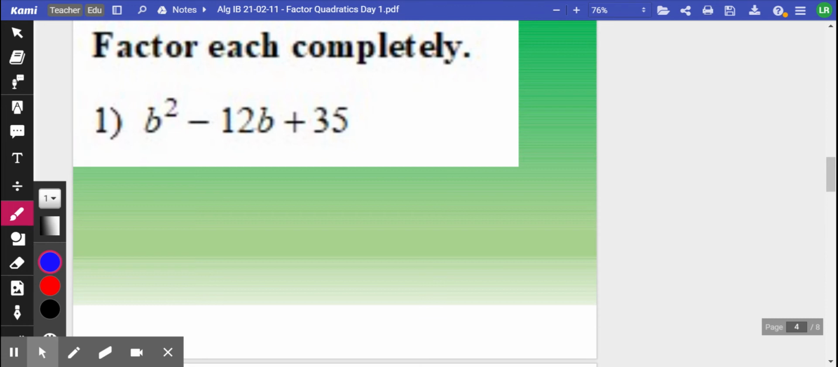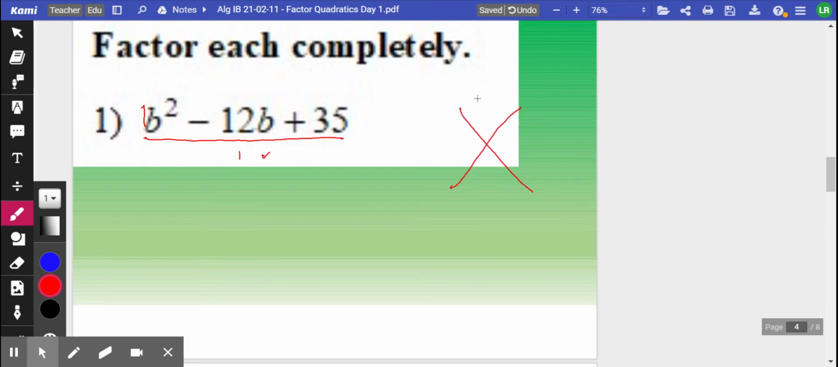So let's look at this first one. b squared minus 12b plus 35. Okay, so first things first. Check for greatest common factor. Okay, smallest number is 1, so when it's 1, it's done. So that part's finished. I'm going to start our propeller.